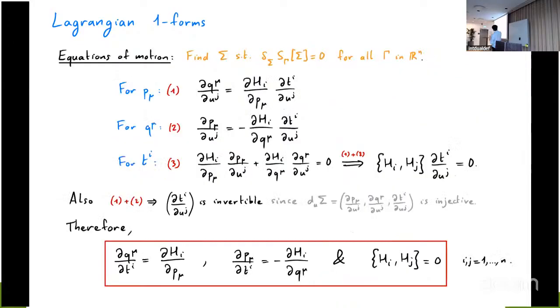And what that means is that by the first two equations, if this matrix was not invertible, neither would dq^mu by du_j be, and neither would dp_mu by du_j. So that means that if this map was not invertible, this differential would not be injective, and so I wouldn't have an immersion. So I can in fact invert this matrix because I'm assuming sigma is an immersion. So that means that I have the involution property. And moreover, if I invert this matrix, I get the usual Hamilton equations for every single time of the hierarchy. So from this action principle, I get all the Hamilton equations for every single time flow and the involution property of the Hamiltonians.